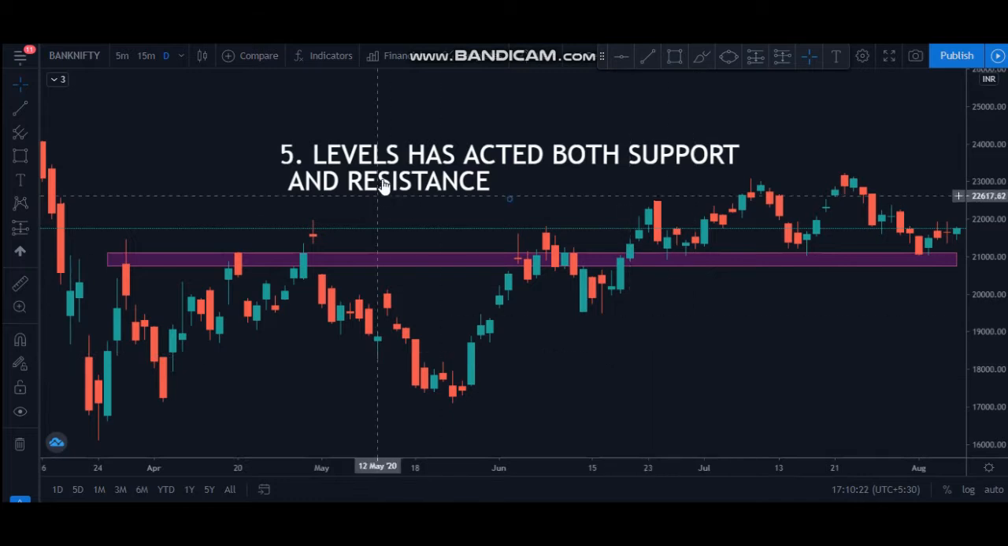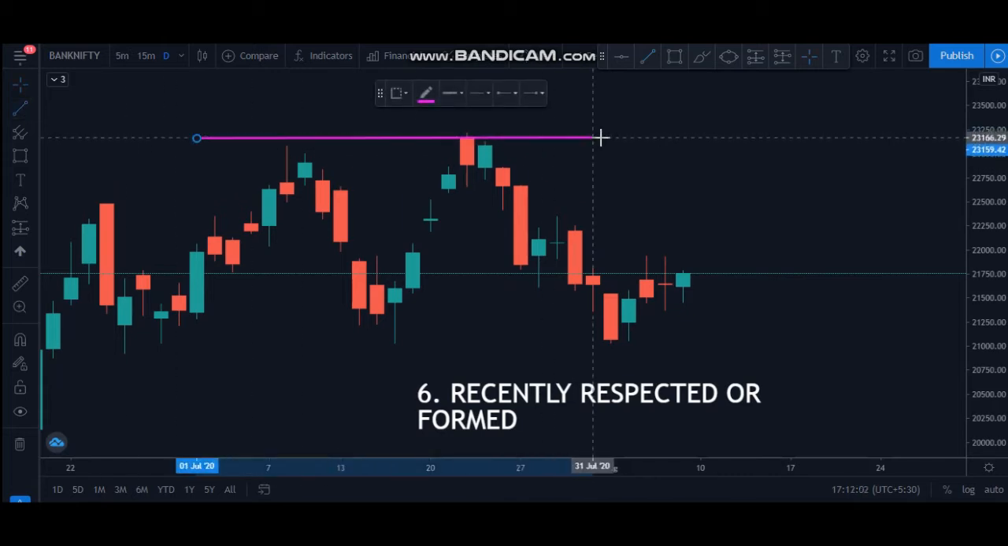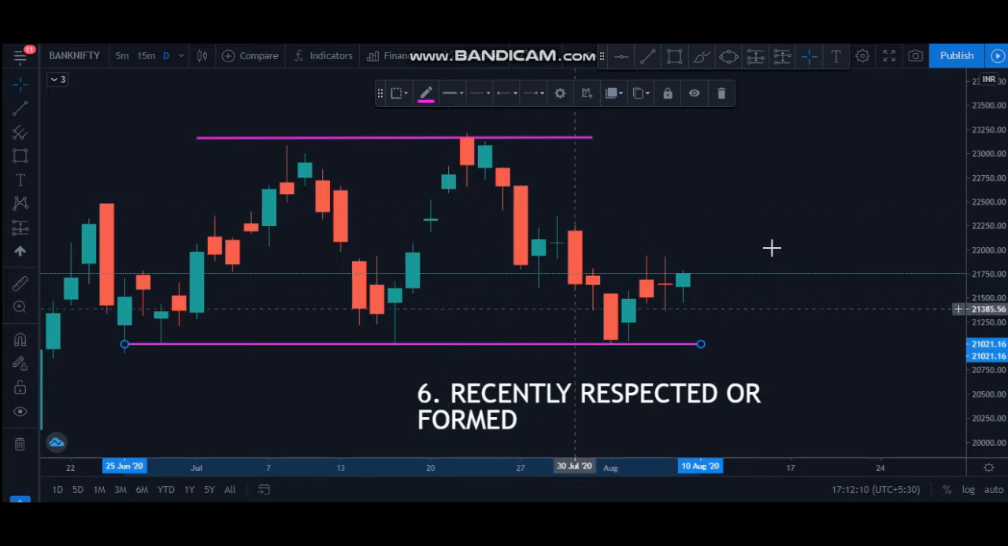Fifth, levels has acted both support and resistance. Here we have a good example. Price came to this area, went down. Again, second try, came down. Third try, came down. And here it breaks and acts as a support. Sixth one, recently respected or formed. Here we can see price has recently found rejection and here support, means price has respected these areas.